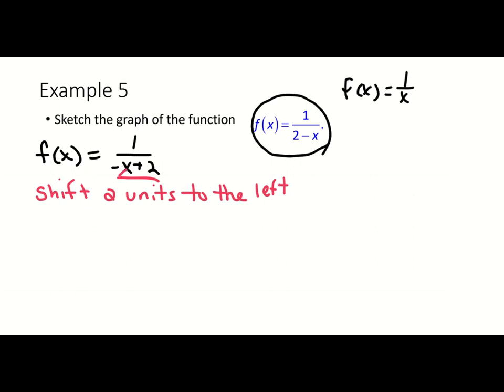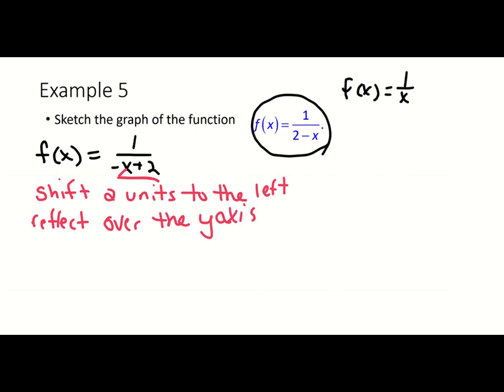Because the negative is here with the actual x and not outside the whole function, you are going to reflect this graph, and it is going to reflect. I didn't spell reflect right. Oh my goodness gracious, people. I'm sorry. You get the gist of it. But let's see here. It is going to reflect. Let me put the L in there. I can't even write. Over the y-axis.